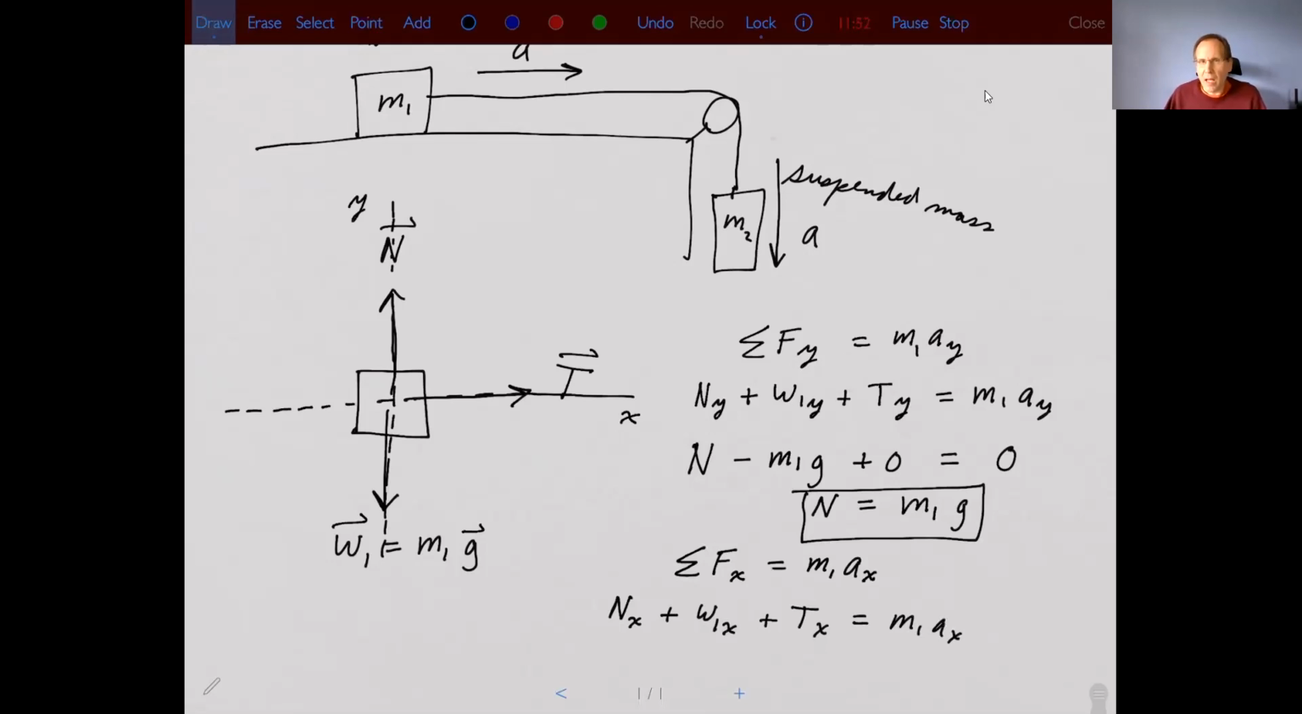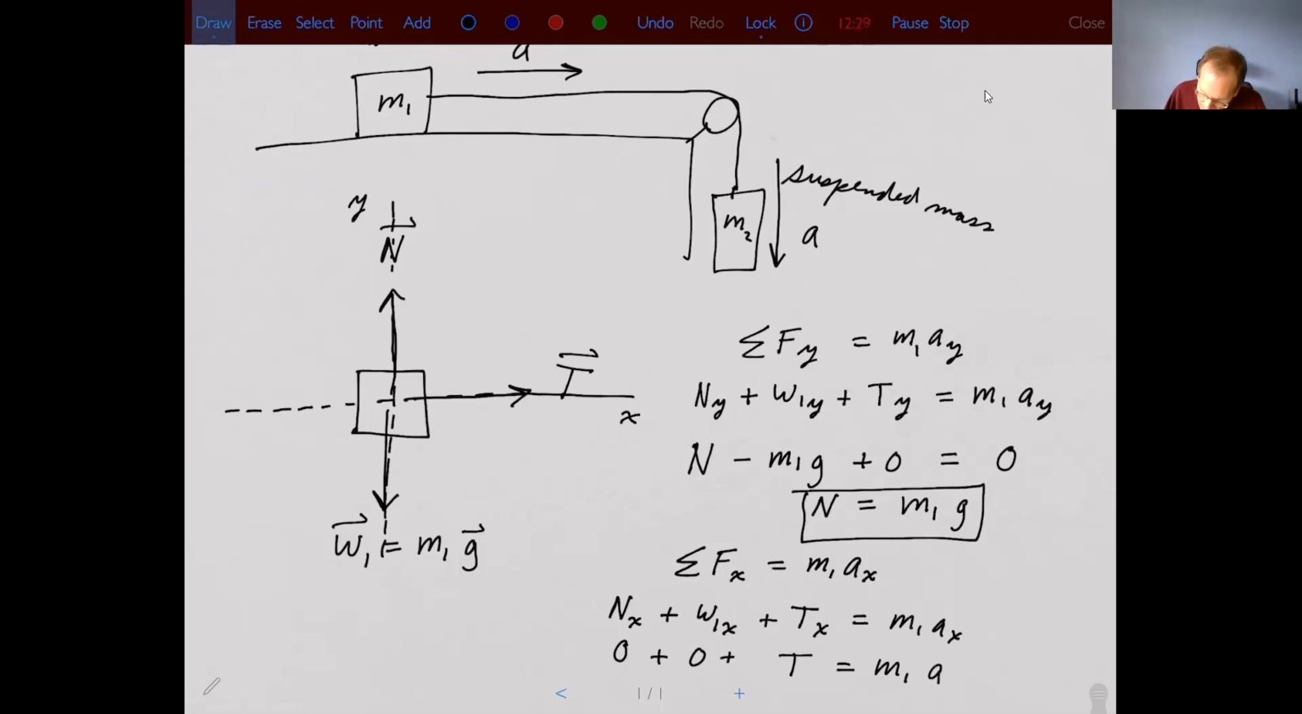But since the normal force and the weight are acting completely along the y direction, what are their x components? They're both 0, right? So this is like 0 plus 0. And then the tension, since all of it is acting in the positive x direction, Tx, the x component of T, is just the entire tension T. And that's got to equal m1 times the acceleration in the x direction. Well, it's what we're calling a. Remember, we're trying to figure out what that acceleration is, a. So ax is just a, the thing that we're looking for.